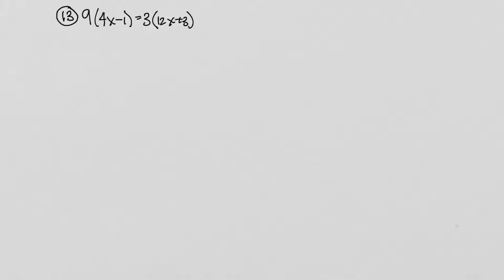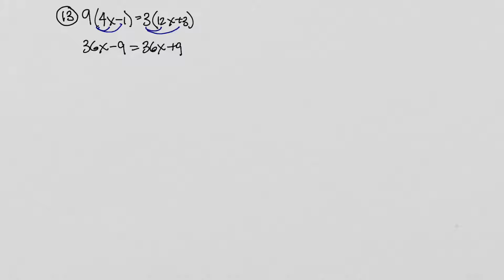Let's start this number 13 by distributing the 9 and then distributing the 3. So if we do that, we're going to distribute the 9. That will give us 9 times 4 is 36x, 9 times negative 1, negative 9, equals, and then over here we'll get 3 times 12x, 36x, and the 3 times 3 is plus 9.